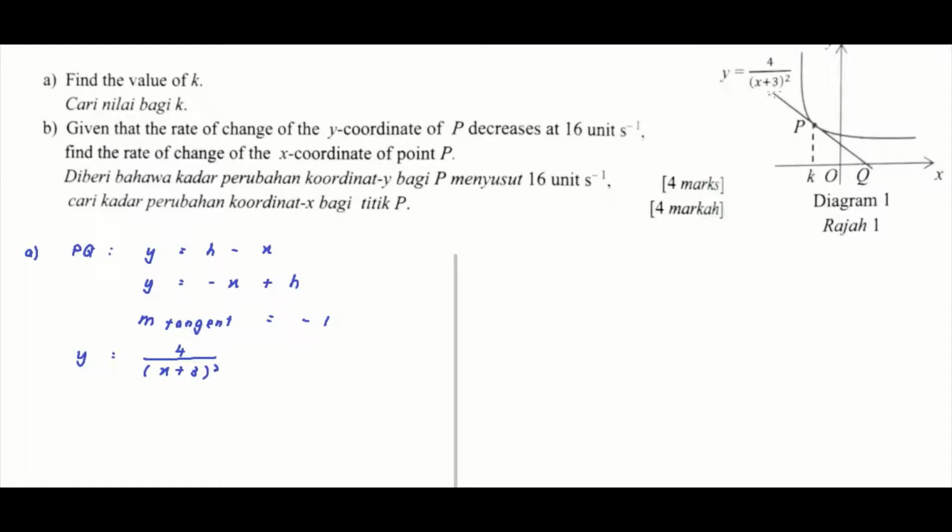If you are familiar with this form, you can straight away do the differentiation. But I'm afraid some of you are not used to it, so we're just going to change it to composite form and then do it step by step. For the y here, I have 4 times (x plus 3) to the power of -2. After we change to composite, we can start to do the differentiation.